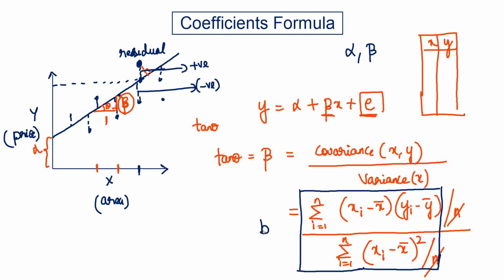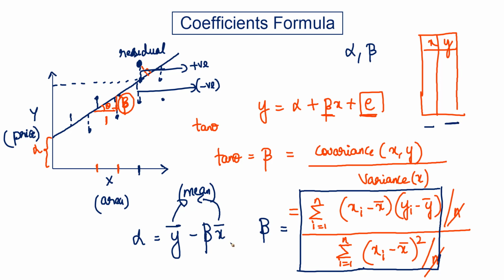Right? Once this b or beta is computed, alpha is nothing but y dash minus b into x dash. b is nothing but your beta. So alpha is nothing but y dash minus beta into x dash, where y dash and x dash are the mean values of the respective columns, the mean of your y column and your x column.